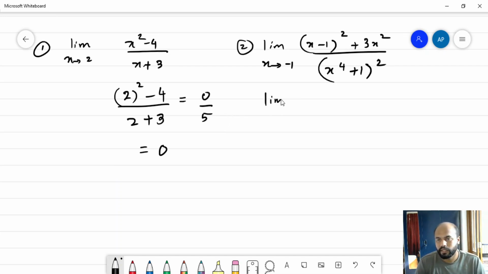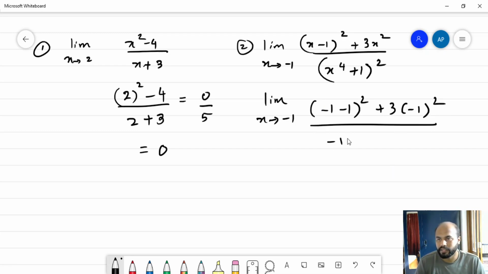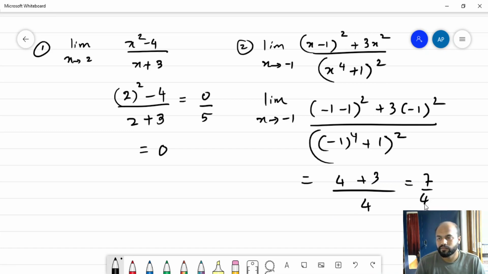Next, let us see what happens. So if we put x tending to minus 1, then this will go to minus 1 the whole square, plus 3 into minus 1 the whole square, divided by minus 1 raised to 4 plus 1 square. So this is going to be 2 square, that is 4, and this is going to be 3, divided by 2 square, that's 4. So answer is going to be 7 by 4 in this case. So this is the method of direct substitution.